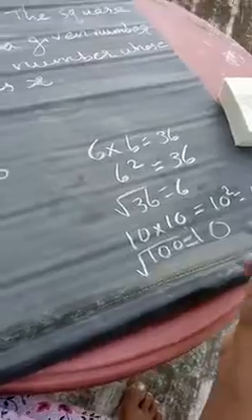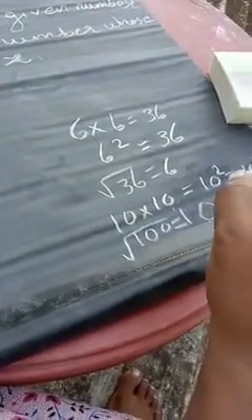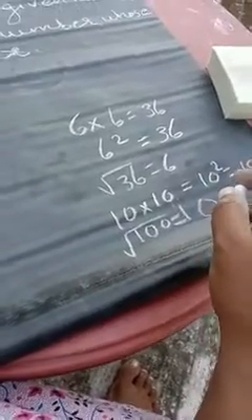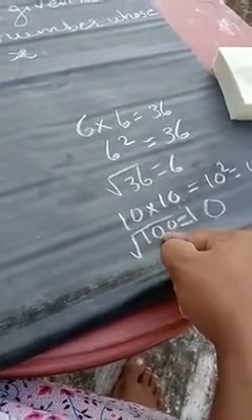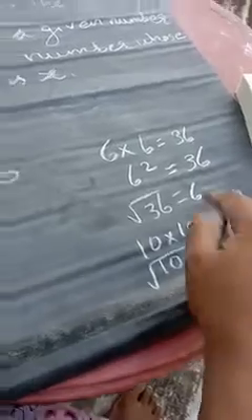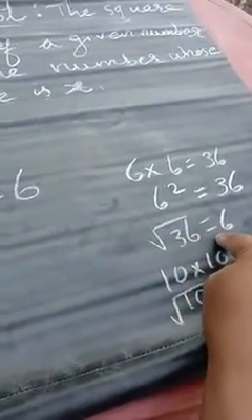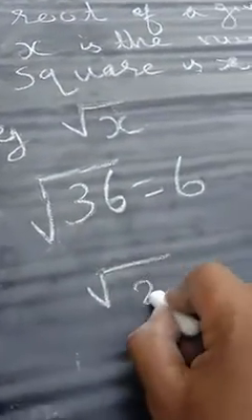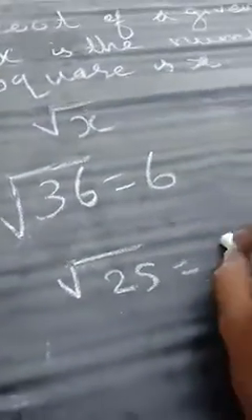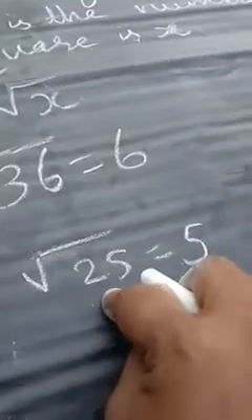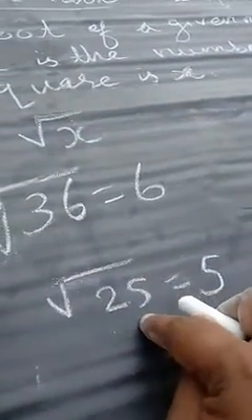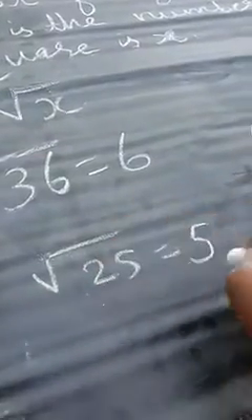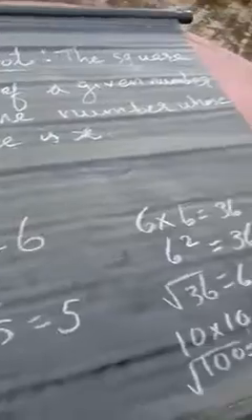Square root is simply called root. Root means radix. It is also called radix. The square root of 100 is 10. The square root of 36 is 6. The square root of 25 is equal to 5, because 5 into 5 is 25. 5 multiplied by 5 is 5 square. 5 square is 25, so root 25 is 5.